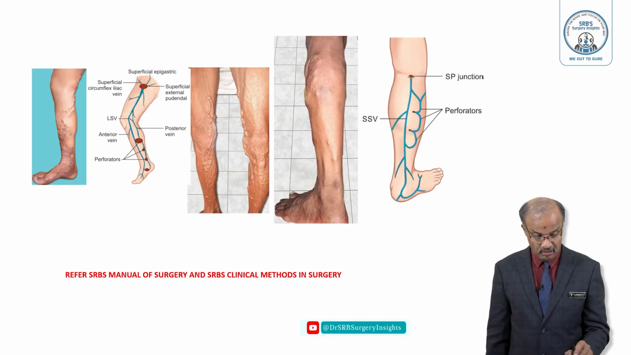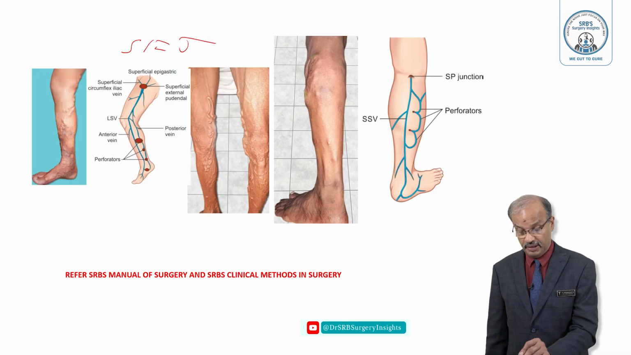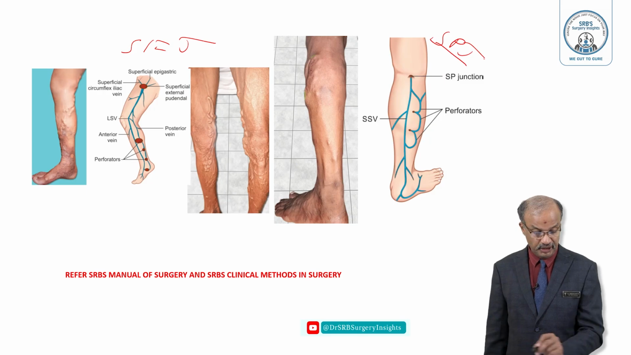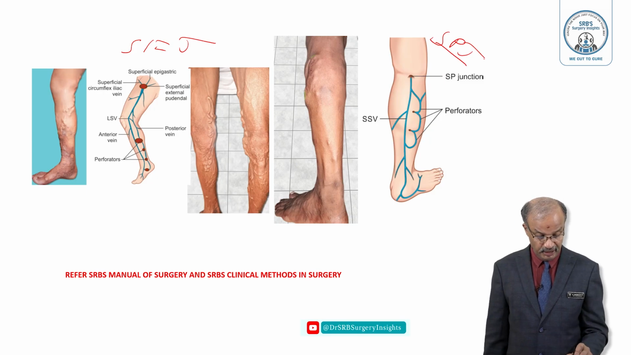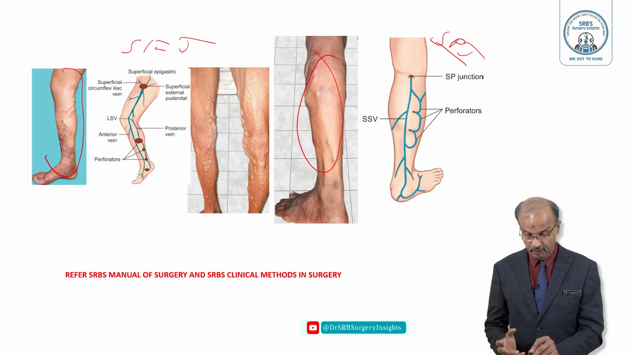So these are the long saphenous vein, the short saphenous vein, SFJ. This is SFJ, short form for saphenofemoral junction. This is SPJ, saphenopopliteal junction. It's important. Laterally it is posterior; medially it is anterior. See the direction. This is the long saphenous vein. This is the short saphenous vein here. So this diagram is very clear.